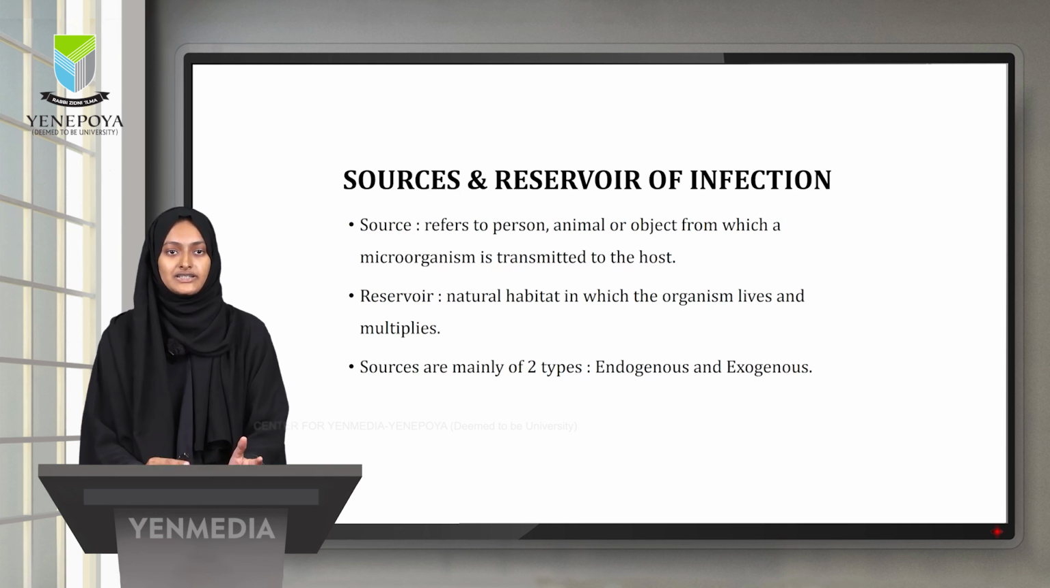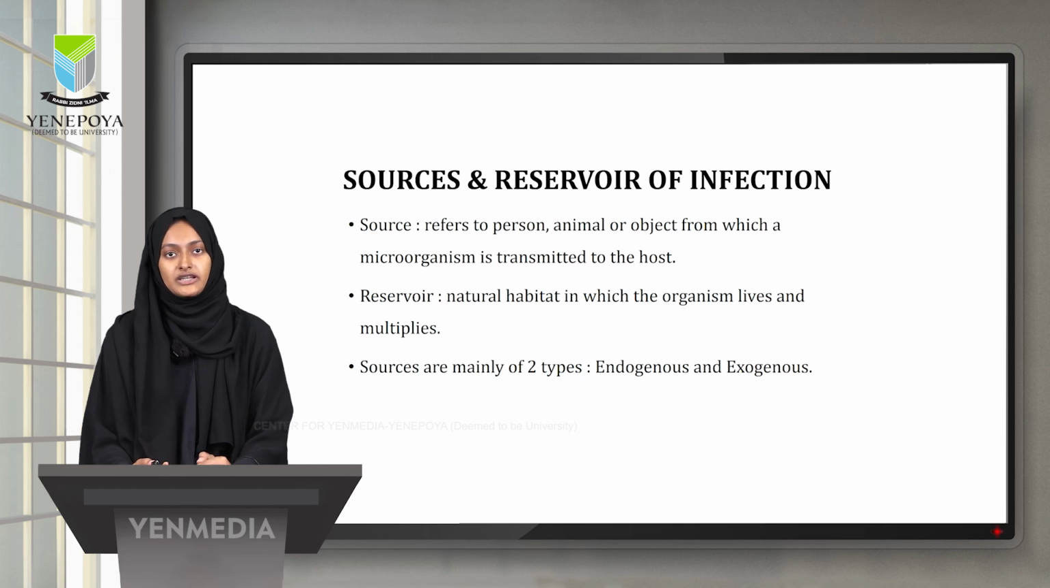In case of tetanus infection, the source and reservoir both are same, that is the soil. Whereas in case of the hookworm infection, the source is the soil which is contaminated by the larva of hookworm, and whereas the reservoir is man.